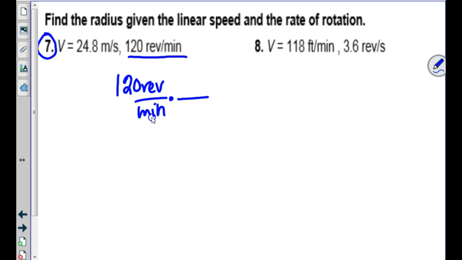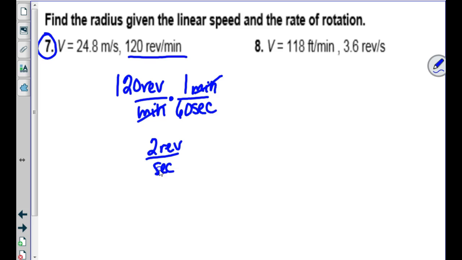Yeah, we need minutes to go away. So dimensional analysis says we need it on top. And minutes and seconds are related. Then you have to say to yourself, okay, what do I know about these? Well, 1 minute is 60 seconds. So if we do that, we get 120 times 1 divided by 60, or 2 revolutions per second.